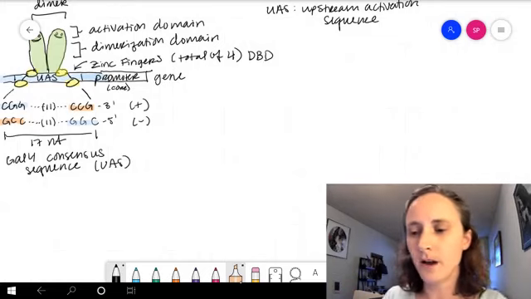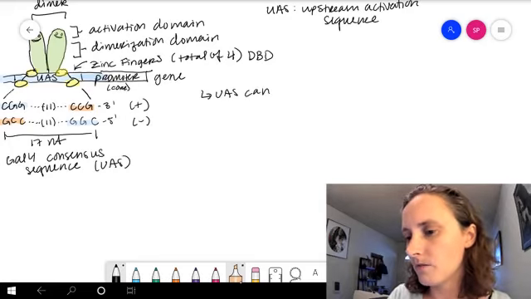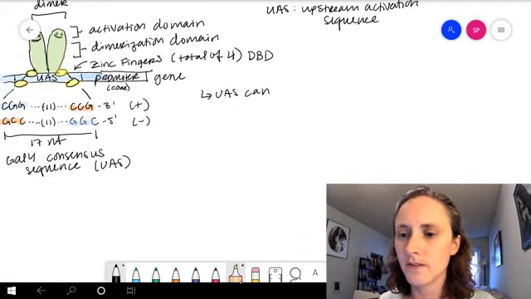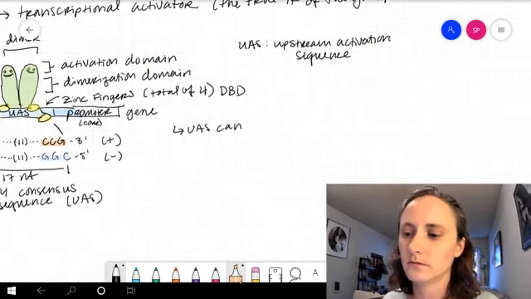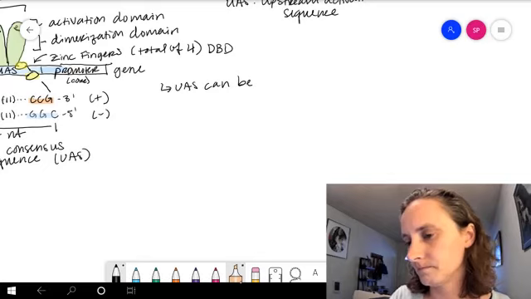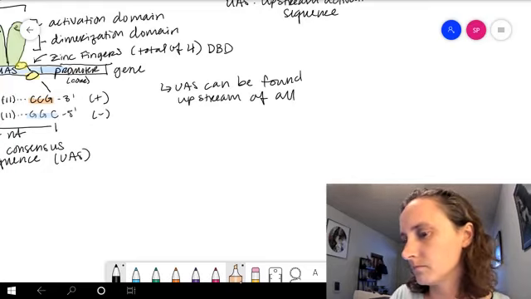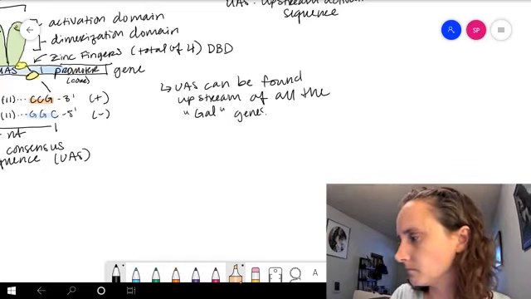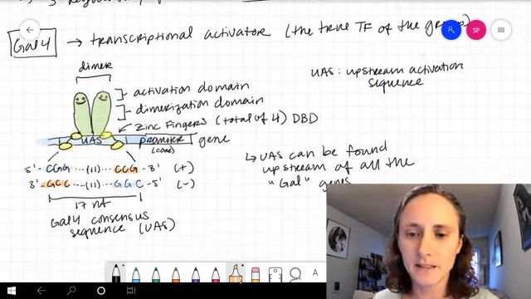So Gal4 likes to bind UAS, and that's good because UAS sequences can be found upstream of all of the Gal genes. So Gal4 has the power to turn on all of the other galactose metabolism genes 1, 2, 7, and 10. All right, so that is Gal4.